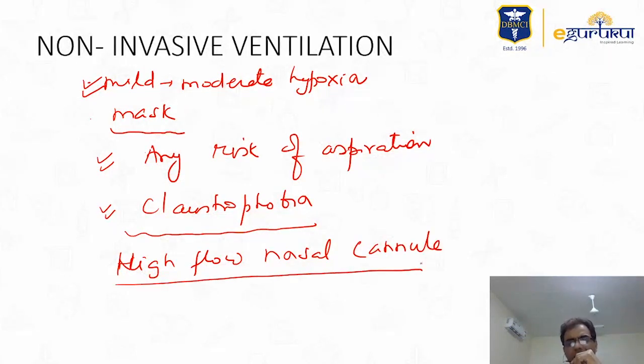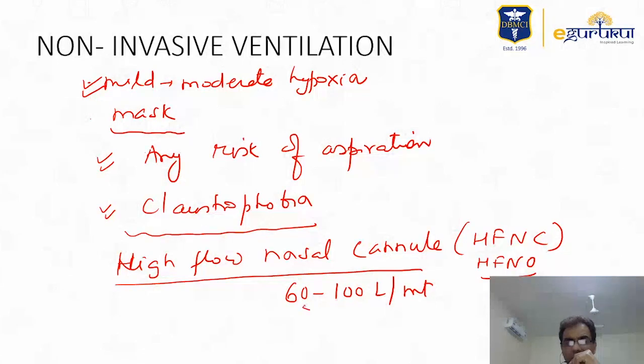So as the name suggests, high flow nasal oxygen or high flow nasal cannula, HFNC or HFNO. Here it delivers very high flow, meaning 60 to 100 liters per minute, but through a special nasal prong. This high flow creates a kind of positive pressure in the airways. So we are just generating this positive pressure through this flow. So patient comfort level is very good.